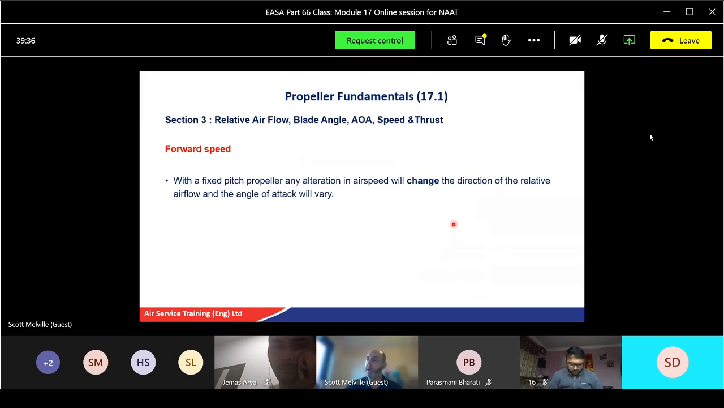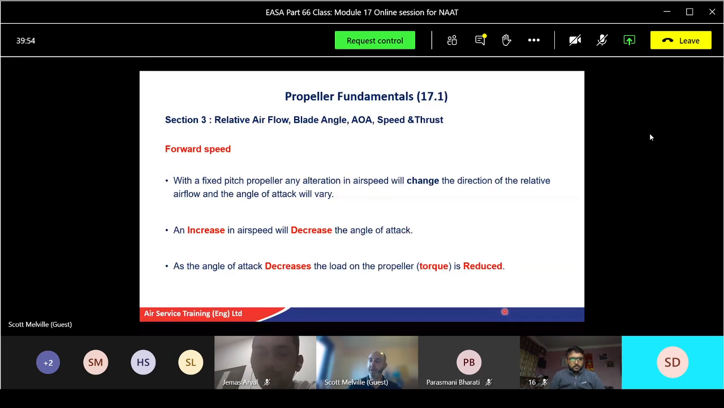With a fixed pitch propeller, any alteration in airspeed will change the direction of the airflow and the angle of attack will vary. Okay, so just like recapping before with forward speed, an increase in airspeed will also decrease the angle of attack. Okay, just a recap there.